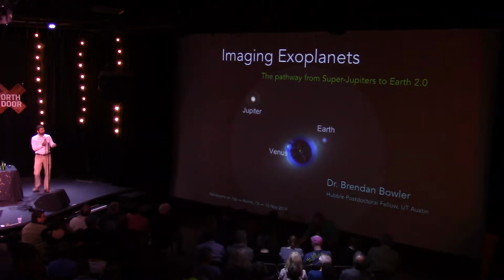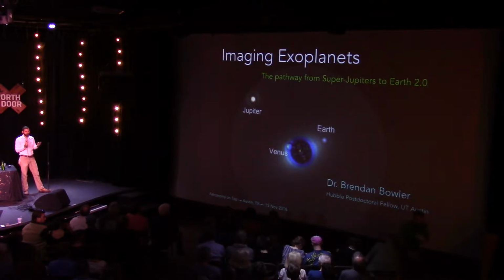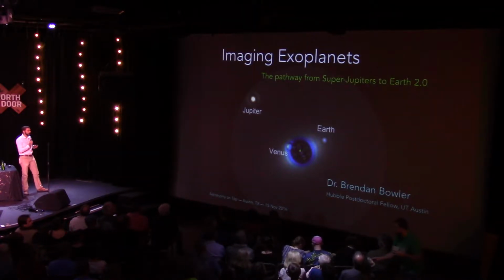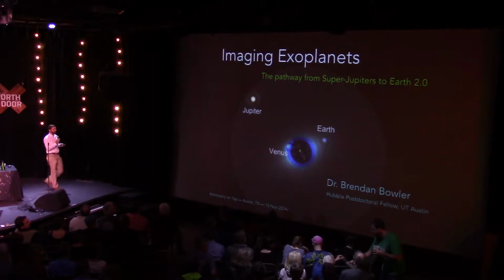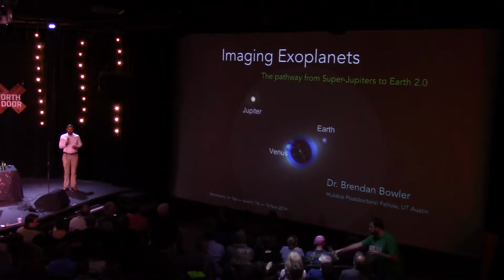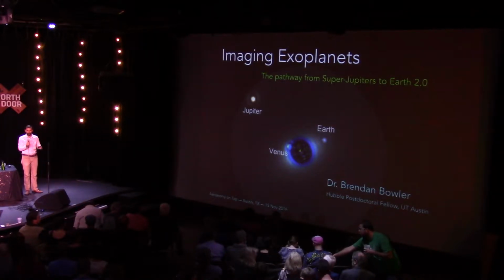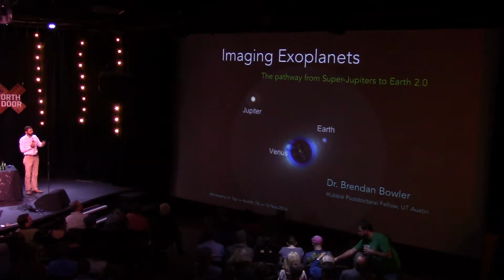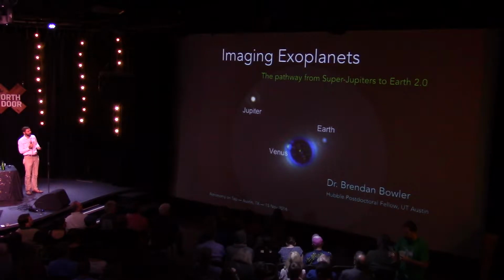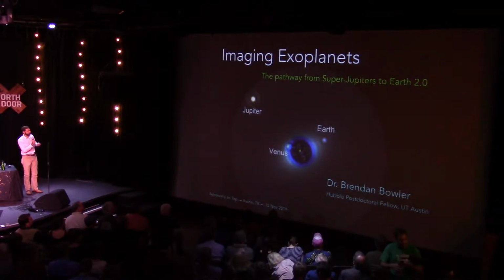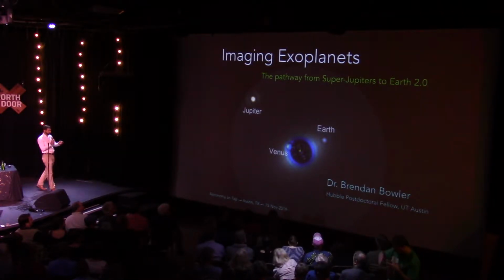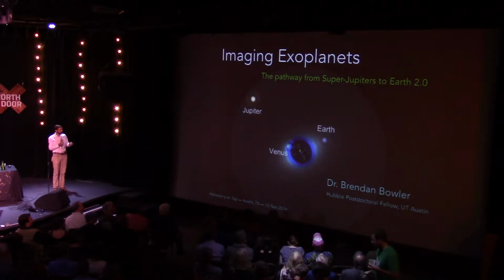So this cover image here I really like. This is what we really want to do in the field of exoplanet imaging. Right now we're in the super Jupiter regime with basically being sensitive to masses greater than about 1 Jupiter mass. Ultimately, what we want to do is take an image like this of a planetary system with terrestrial planets and to be able to characterize the atmospheres of these planets.